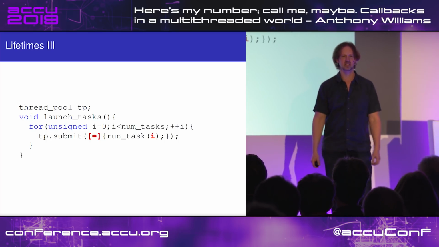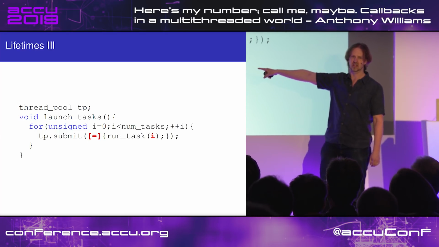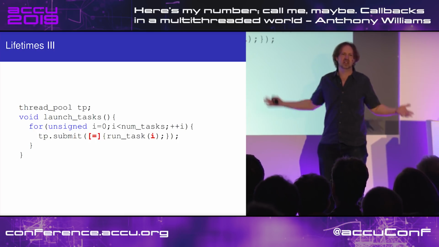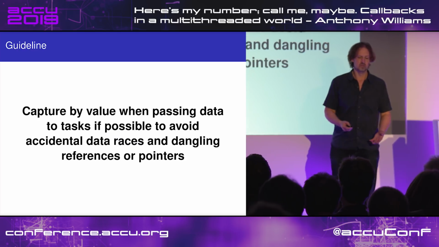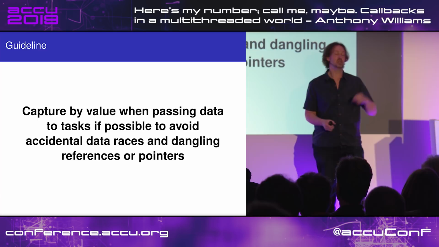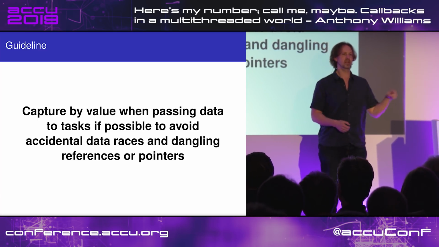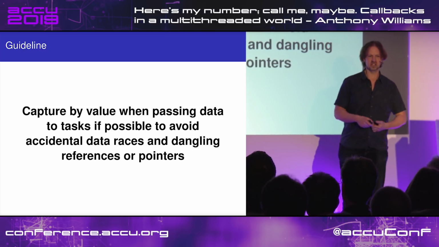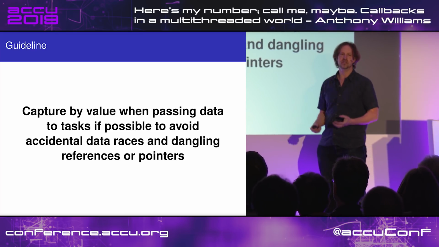In this particular case, you can just change that to an equal sign, say copy. Copy the I into the lambda. It's now a local value. It's perfectly safe. So, general guideline, if you're doing tasks, if you can capture by value, do that. Because that avoids your dangling pointers and references, and then incidental data races. Just, if you can capture by value, do it.